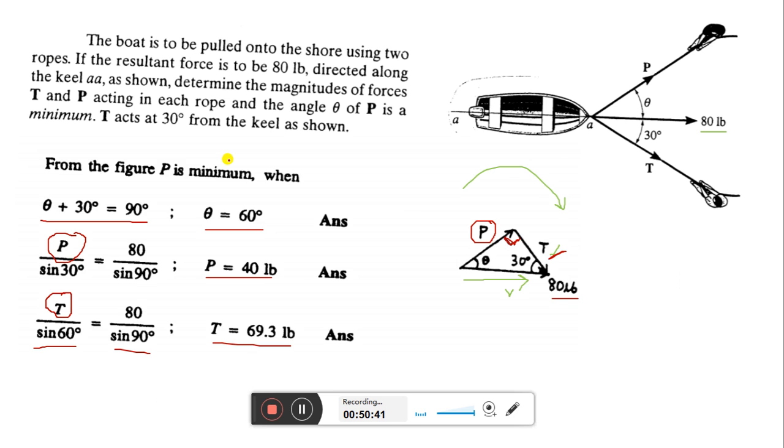And number 5, which was very interesting. We started with simple geometrical consideration. For the minimum value of P, this should be perpendicular over T. That was our consideration, and from that we calculated the value of theta. Then we applied the laws of triangle, simple sine law, and we calculated the value.